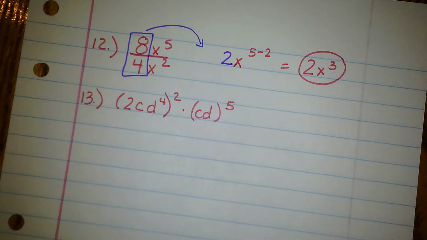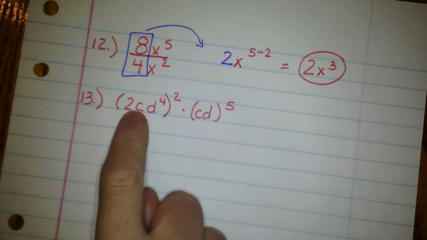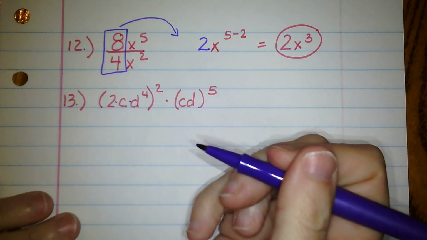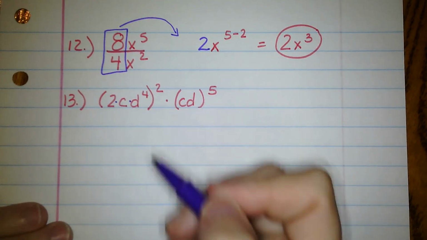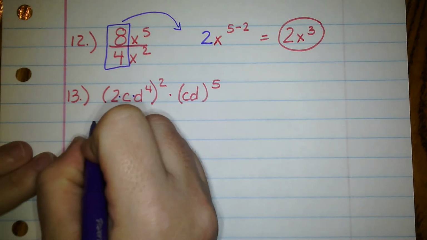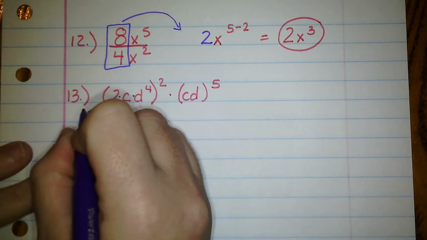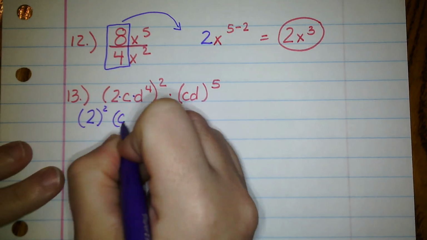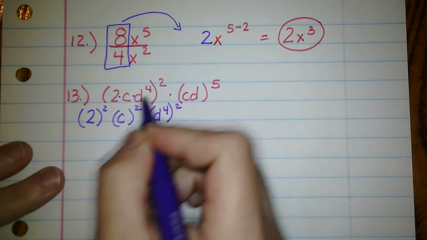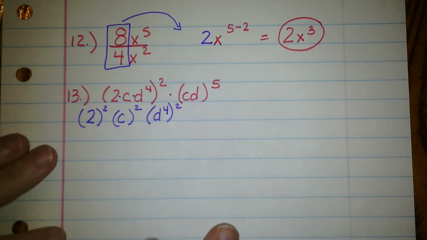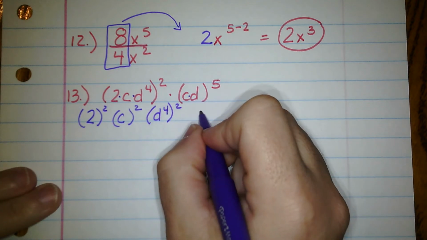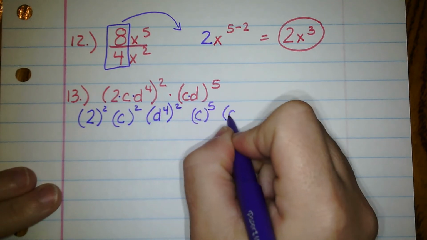So the first thing you need to know is that all of these terms on the inside of the parenthesis are being multiplied. So this is a 2 times a c times a d to the fourth, and all of those are being squared. That means that every single one of these needs to be squared. So this is going to look like 2 squared, c squared, and d to the fourth squared. That's how you break this down. Everybody gets a squared term there. And then these are also being multiplied here. So this is going to give me c to the fifth and d to the fifth.